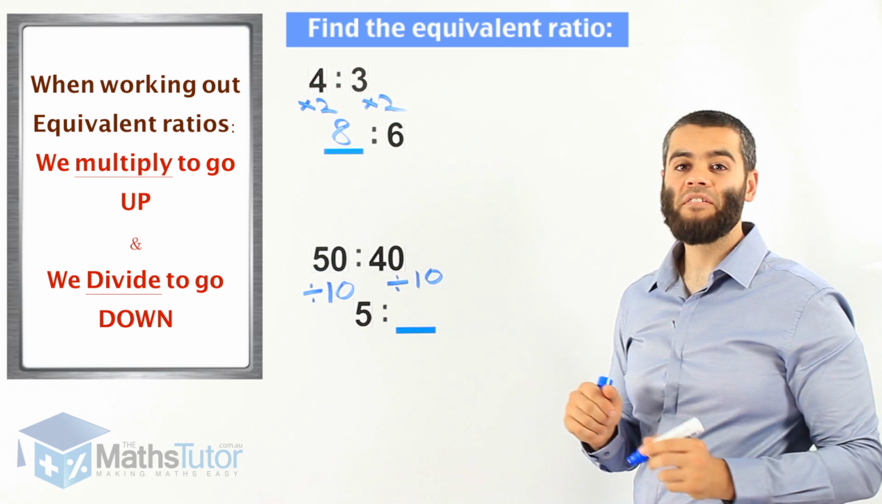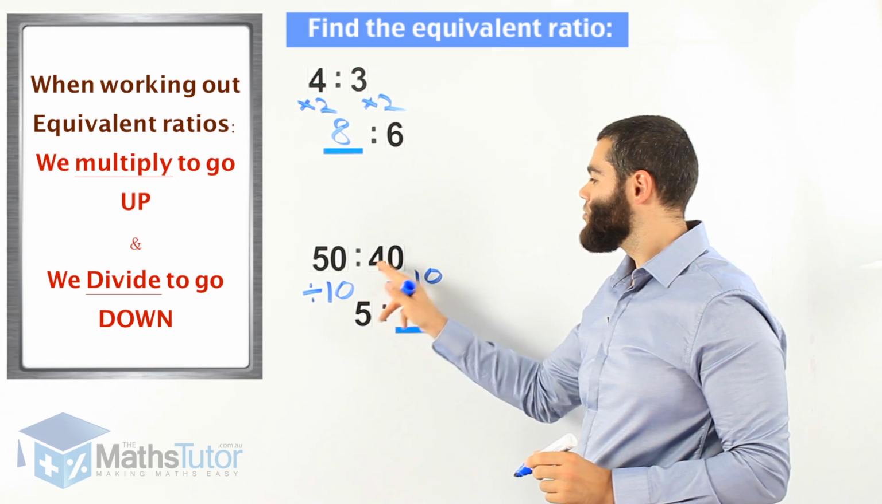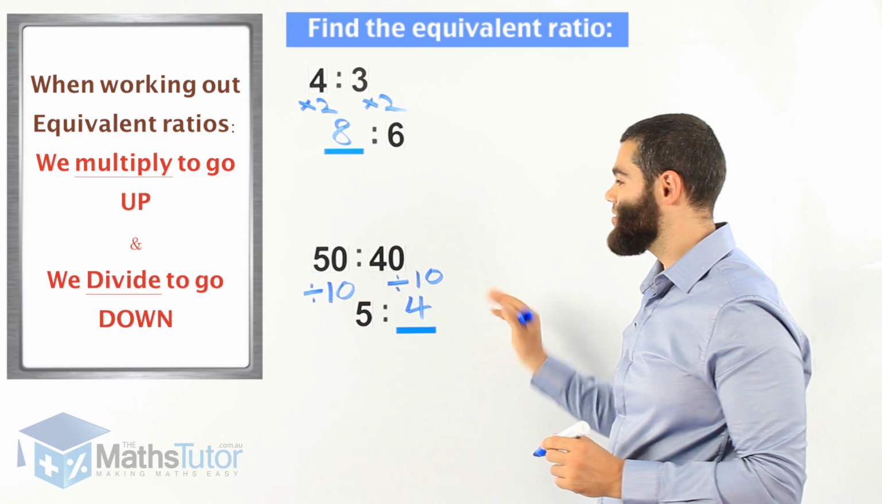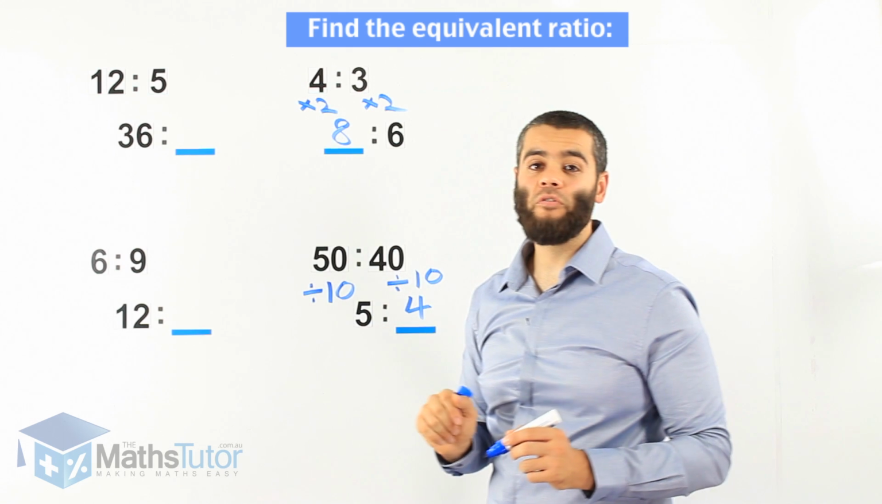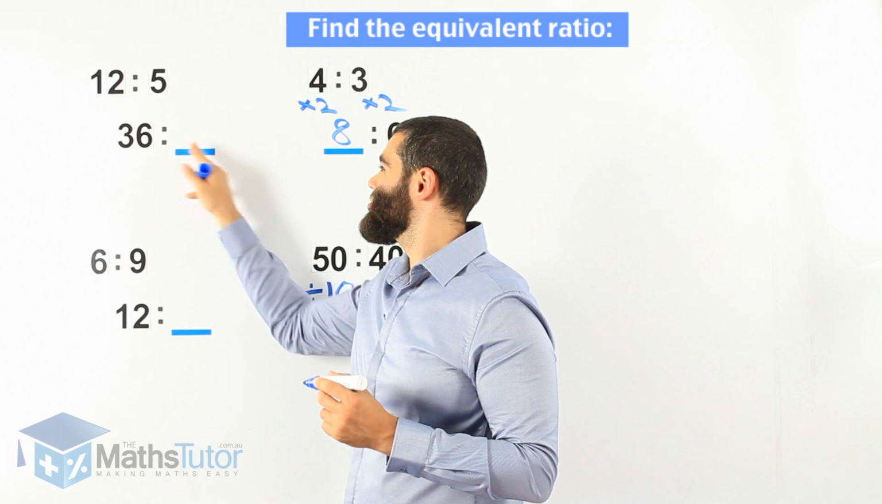40 divided by 10, 4. 50 to 40 is equivalent to 5 to 4. It is that simple. Another two examples. We have 12 to 5. 12 to 5 is equivalent to 36 to something.